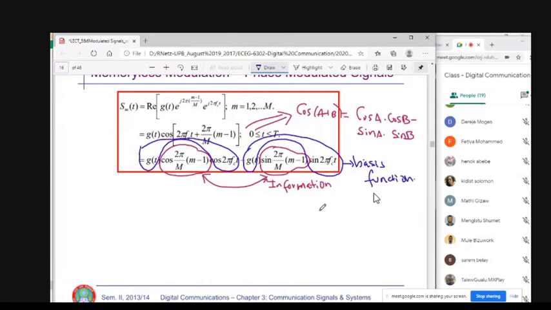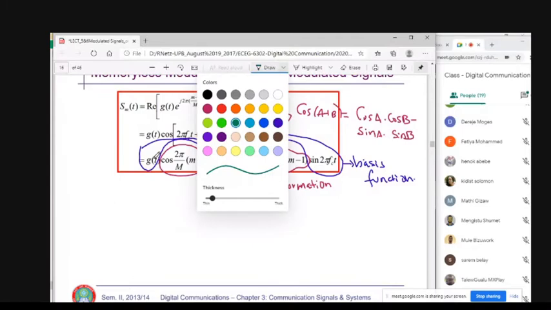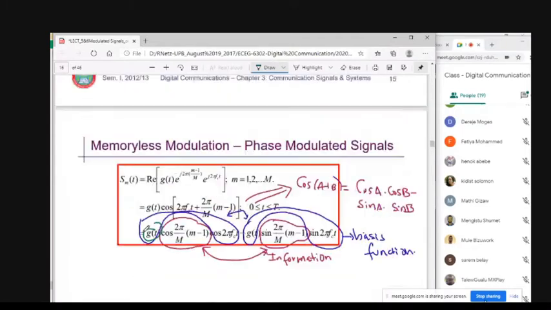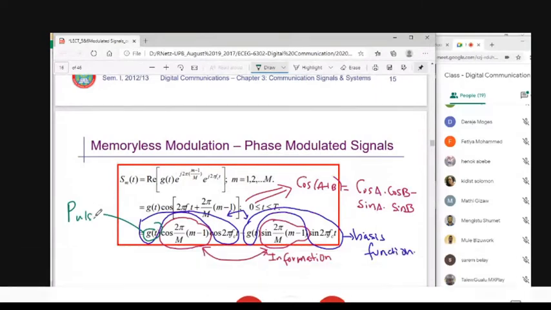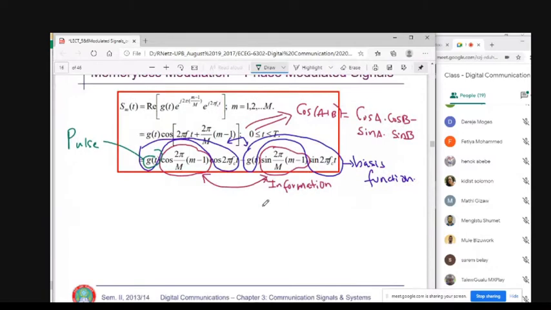These are continuous terms that remain the same in every symbol interval, and of course these are what we call the basis functions. And of course we have the pulse shaping filter g of t. If you look at it alone, g of t is just a pulse that shapes the spectral characteristics.